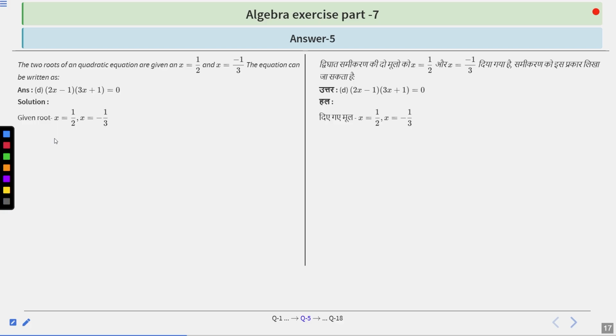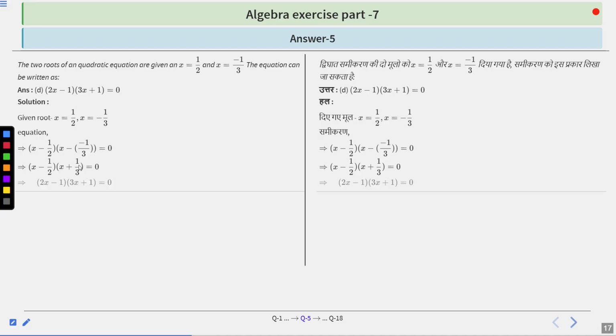Given roots were x = 1/2 and x = −1/3. Then the equation can be (x − 1/2)(x − (−1/3)) = 0. So (x − 1/2) into, minus minus is plus, (x + 1/3) equal to 0. Or 2 into (x − 1/2) and 3 into (x + 1/3), and the 2 and 3 going to the right-hand side will become 0. So the equation can be (2x − 1)(3x + 1) = 0. So option number D is the correct option.